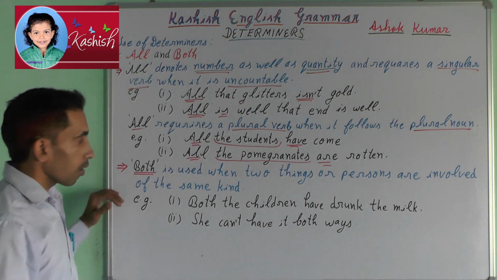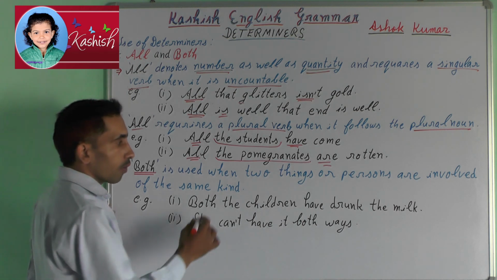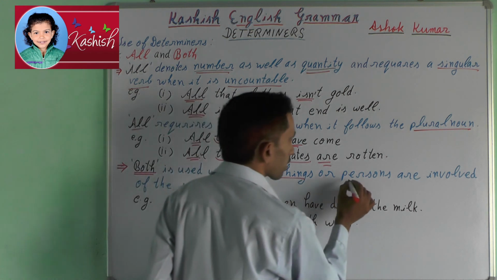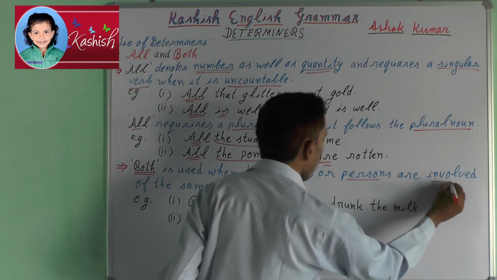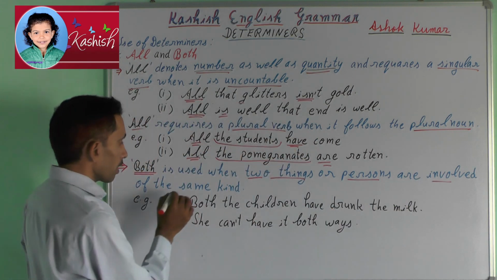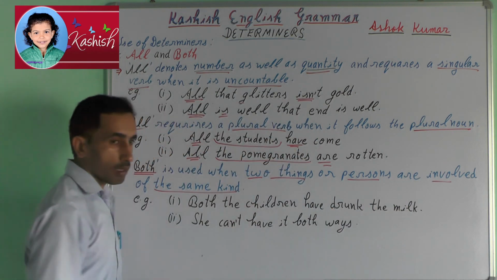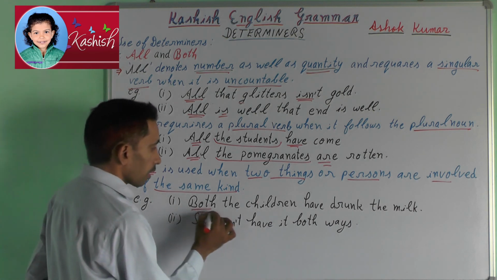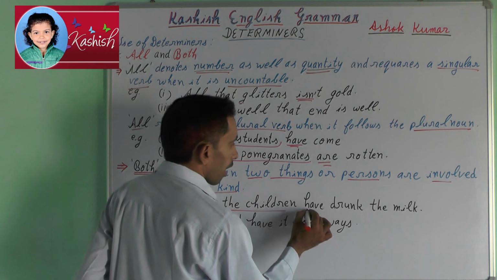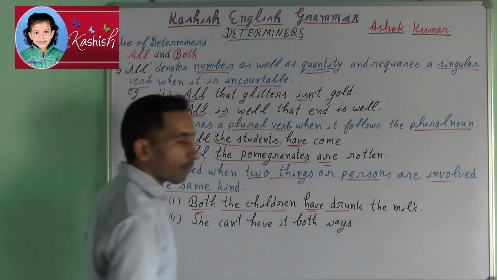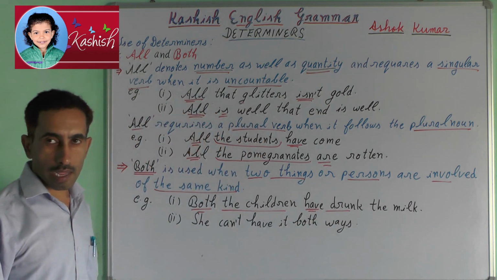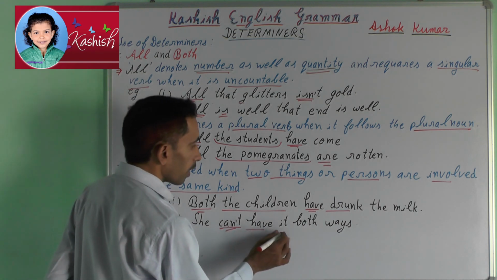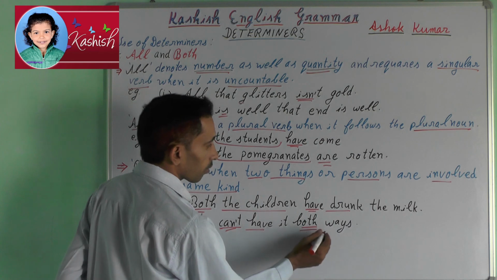Both. Both is used when two things or persons are involved of the same kind. For example, both the children have drunk the milk. Next, she can't have it both ways.